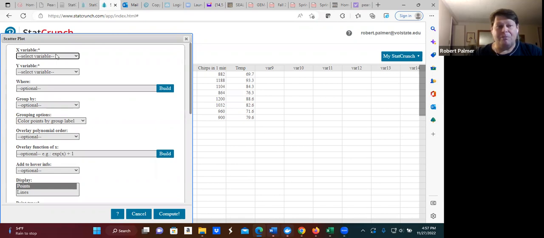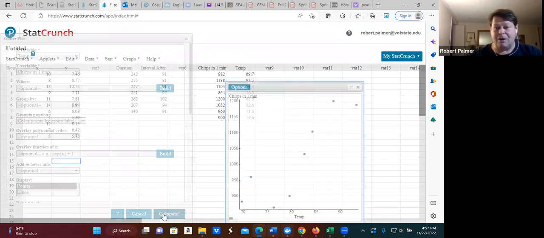It doesn't really matter, but we want to think of possible cause and effect, and obviously the temperature would cause the number of chirps and not the other way around. So I'm going to do that as my X and chirps as my Y. Just keep that in mind, be consistent. And so here is the scatter plot.